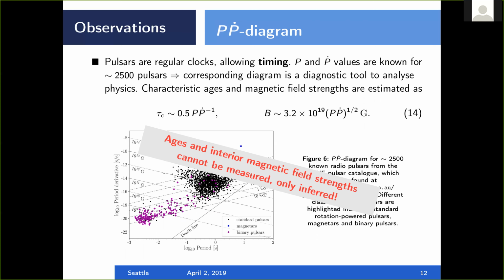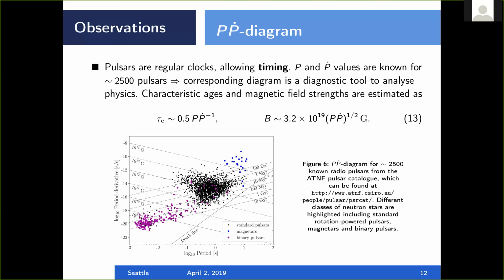I'm trying to understand that plot. You see, the very slow rotating stars, according to you, they are very young and have high magnetic fields. But if they slow down, then the period increases, right? So they become older and older. But that's counterintuitive with this plot.